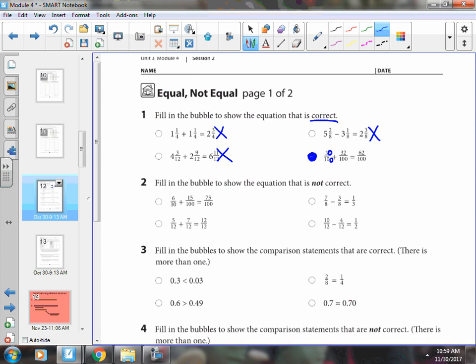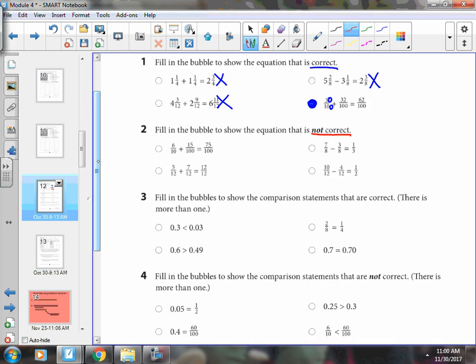All right, number 2, fill in the bubble to show the equation that is not correct. So they're really making our brain think. Now we're looking for the one that's wrong, and that's the one we need to put a bubble by. 6/10 plus 15 hundredths. If the denominators are not the same, I know that 6/10, if I multiply the top by 10 and the bottom by 10, it's equivalent to 60 hundredths plus 15 hundredths is 75 hundredths. So that one is correct, but remember, we're looking for the one that's not correct.